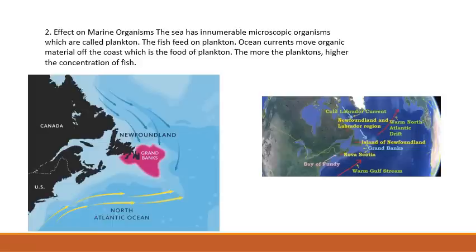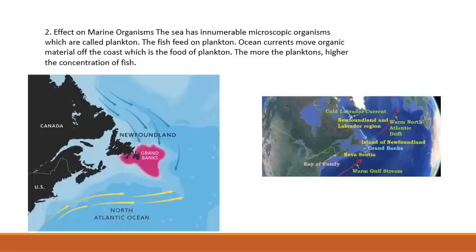The next effect is the effect of ocean currents on marine organisms. The mixing of cold and warm ocean currents causes plankton, which is fish food, to be found in abundance. So obviously wherever there are planktons, the number of fish will also be more. The fish feed on planktons. The ocean currents move organic material off the coast, which is the food of planktons. The more the planktons, the higher the concentration of fish.